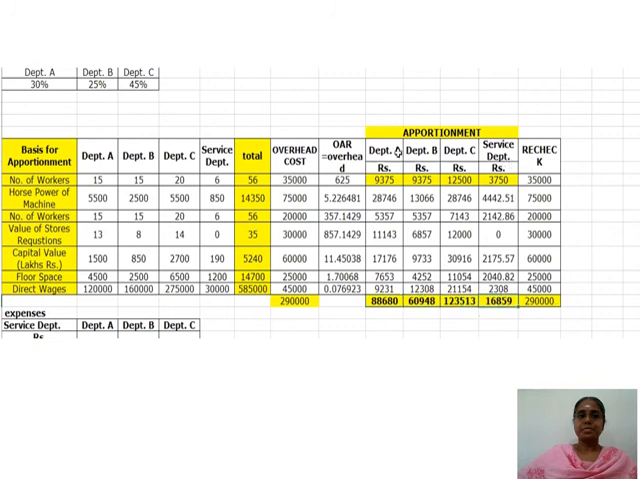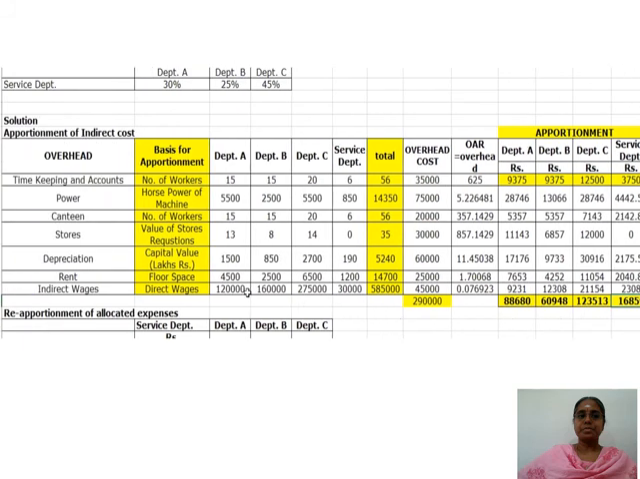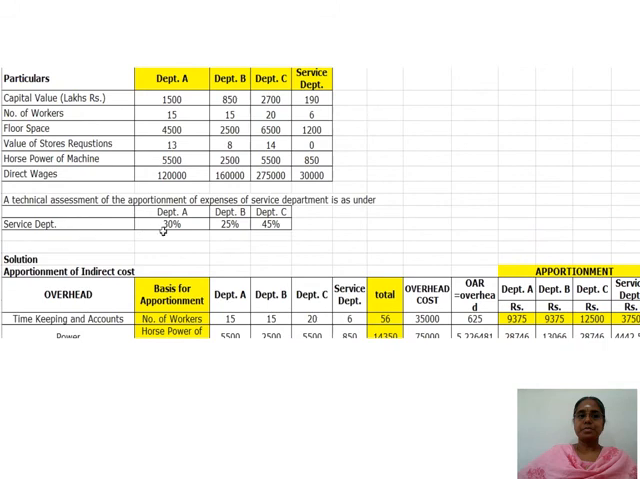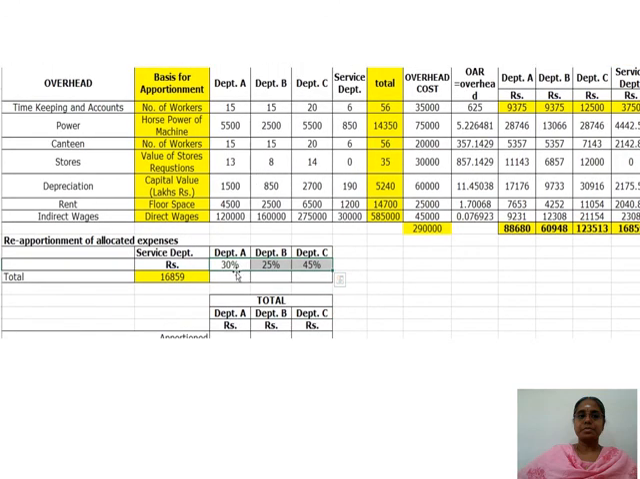Now one more work you have to do, reapportion this service department cost to this 3 departments, which we are going to do now. So we have service department. The total service department is entered here. This value is entered here, and we already have the basis for that. What is the basis? We are given in the question. The service department is reapportioned on this basis. 30, 25, 45, you have to put that here, and this value is into 0.3, 0.25 and 0.45. You will get these values.